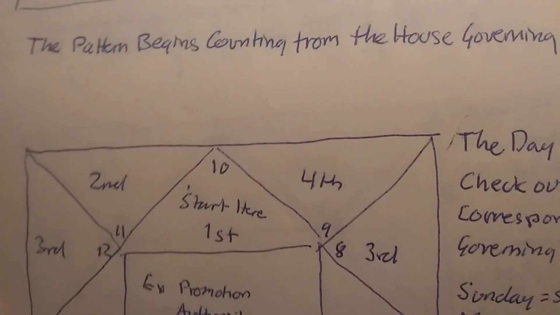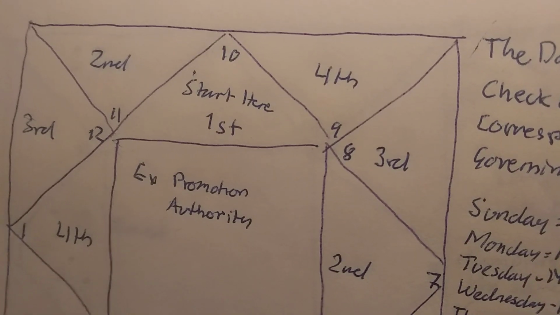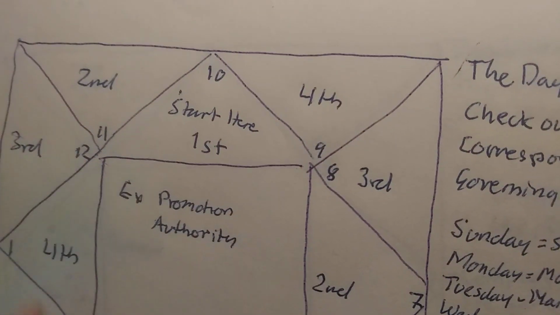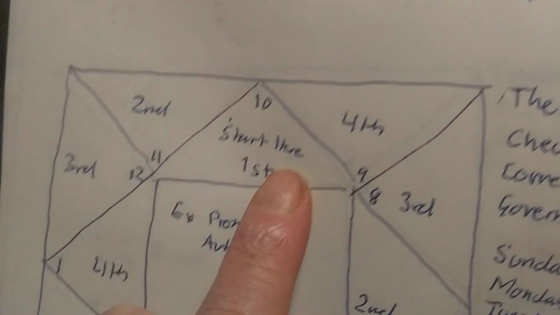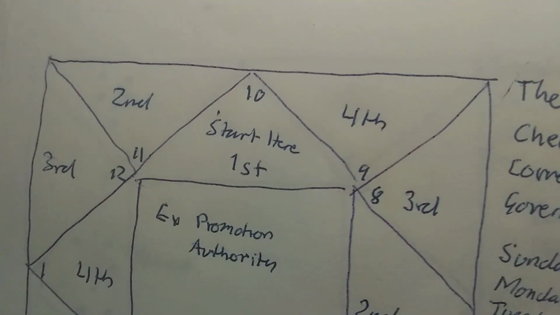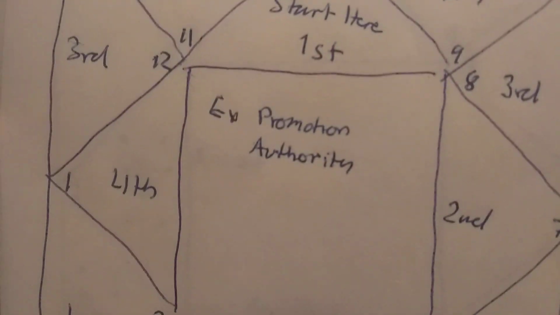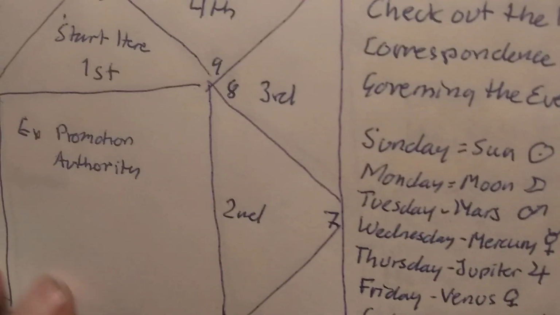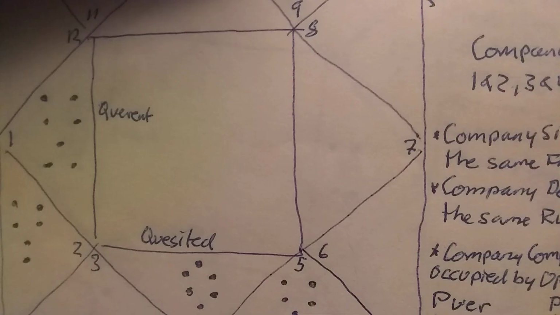And patterns, the planetary correspondences are also here. Here we start with somebody looking for a promotion and when will it happen and so on. And here we have one other example. Sunday, Sun, Monday, Moon, and Tuesday, Mars, and so on.